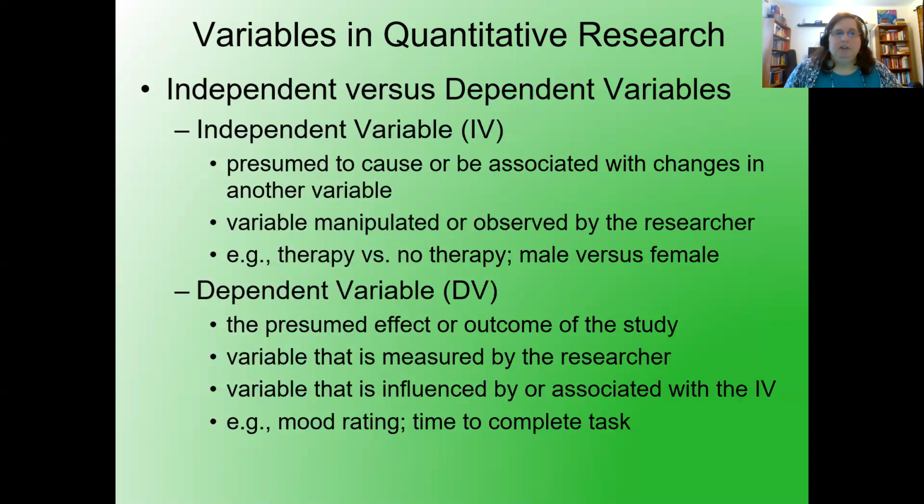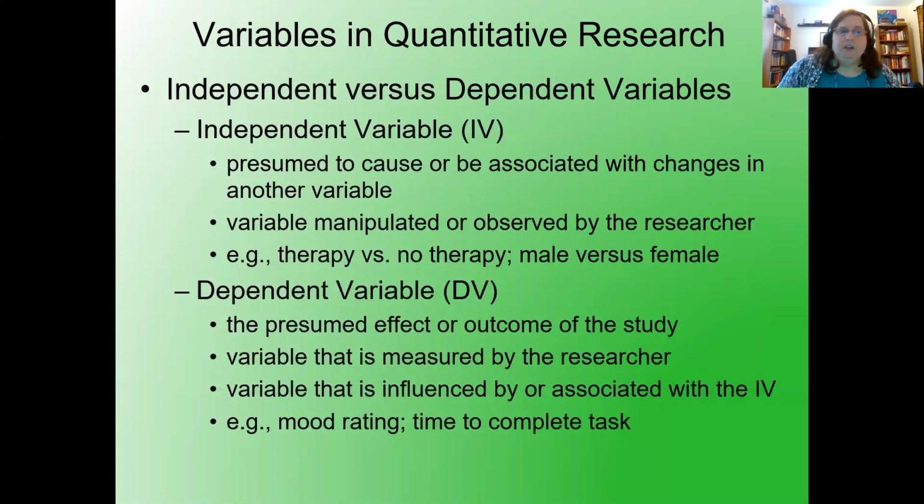Dependent variable, the presumed effect or outcome of the study. It's the variable that's measured. It's the variable that's influenced by or associated with the IV, such as a mood rating, such as time to complete a task.